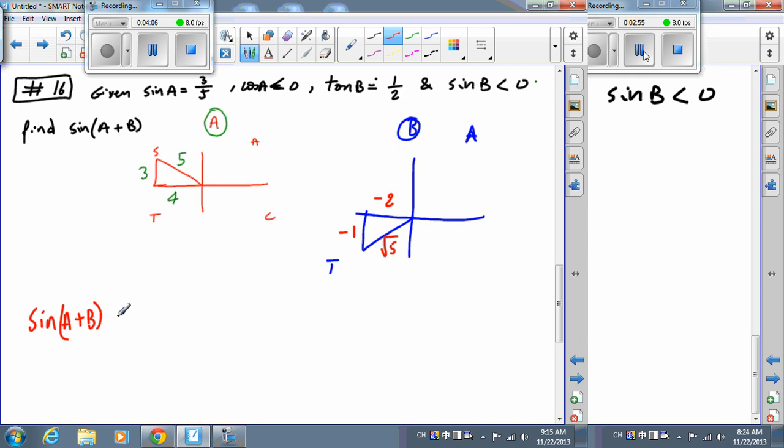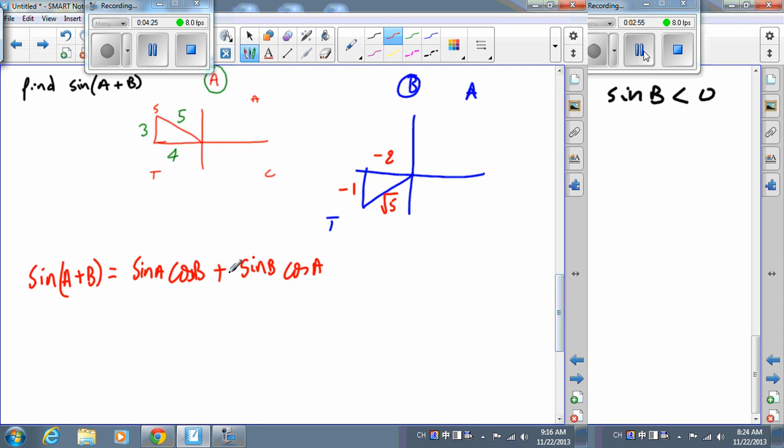Knowing that the sine of A plus B, if you expand it, is actually equal to the sine of A times the cosine of B plus the sine of B times the cosine of A. So I will go ahead and use my triangles to find out. For A, the sine is 3 over 5. For A again, the cosine is negative 4 over 5. I'm just dealing with A first. Now for B, the cosine is negative 2 over square root of 5. And the sine is negative 1 over square root of 5.